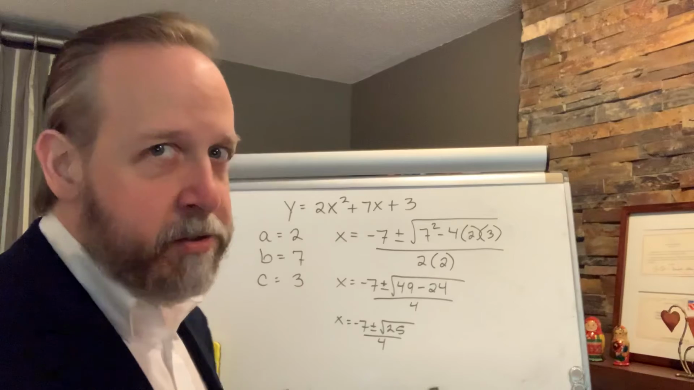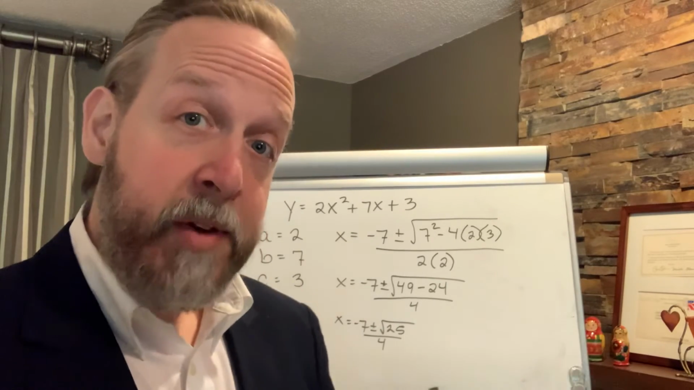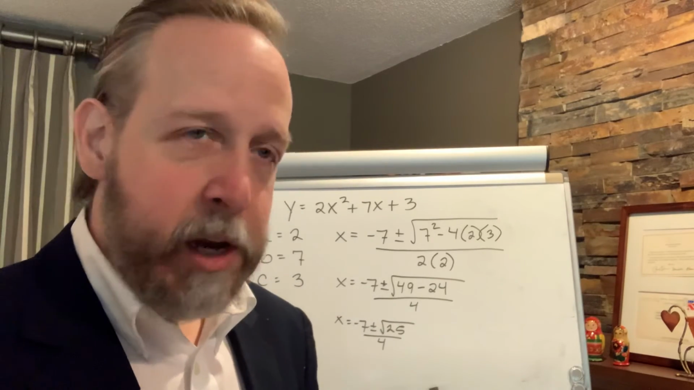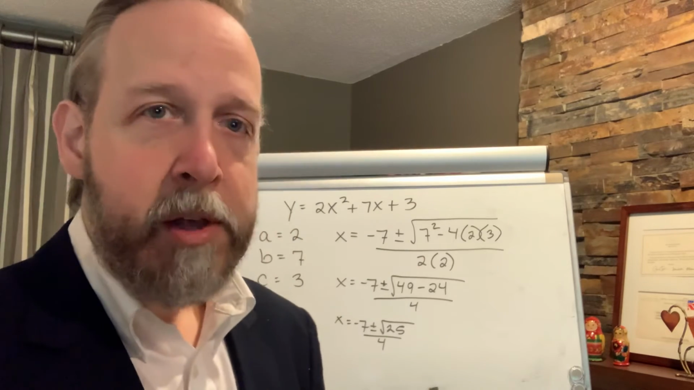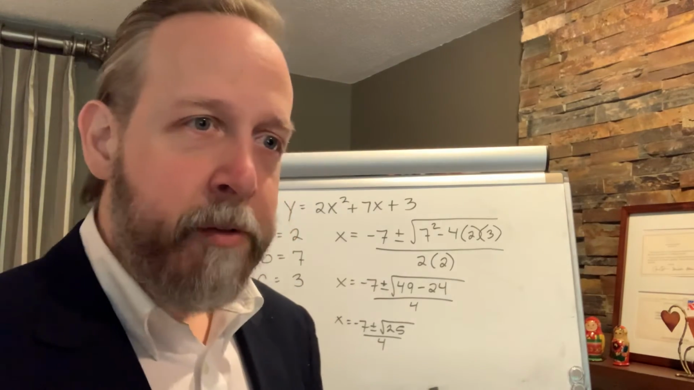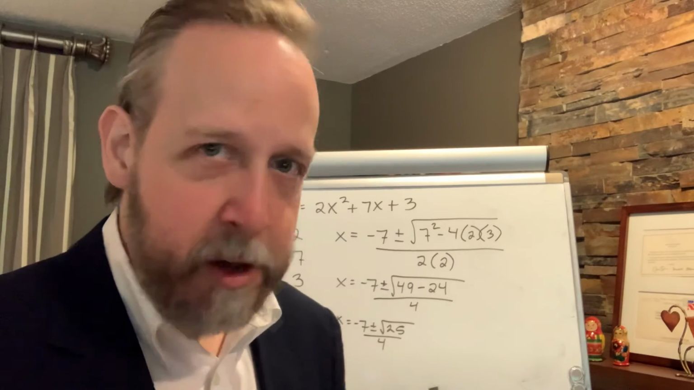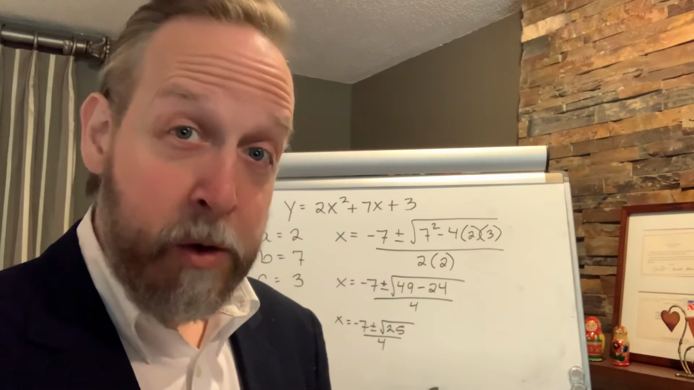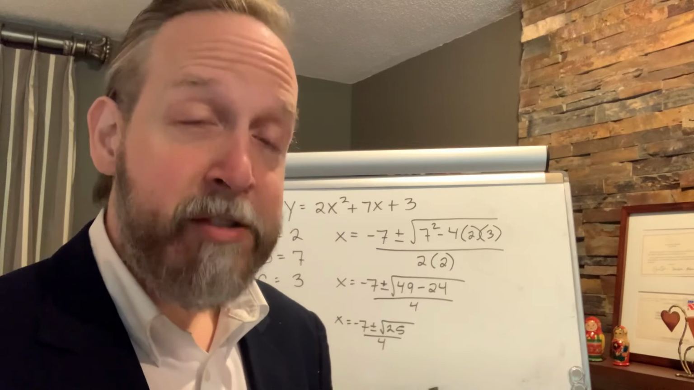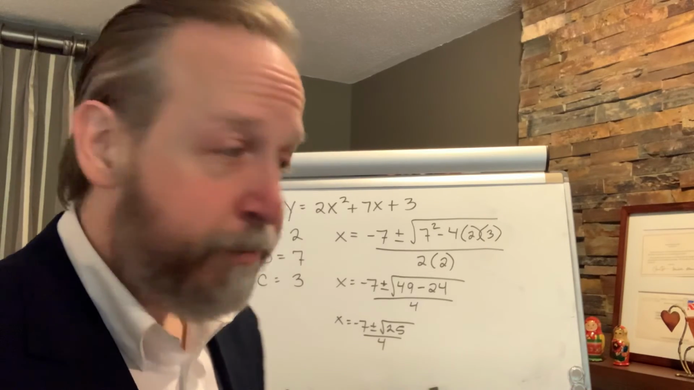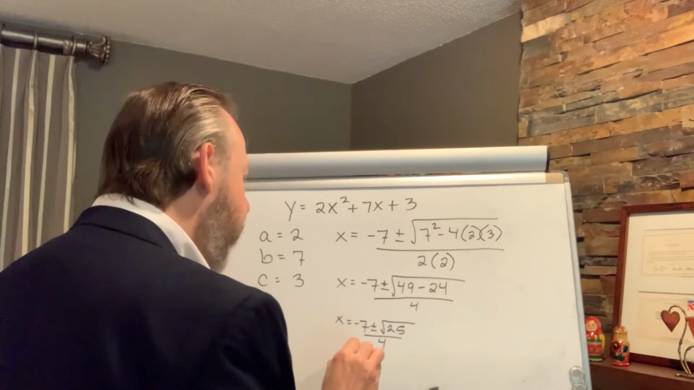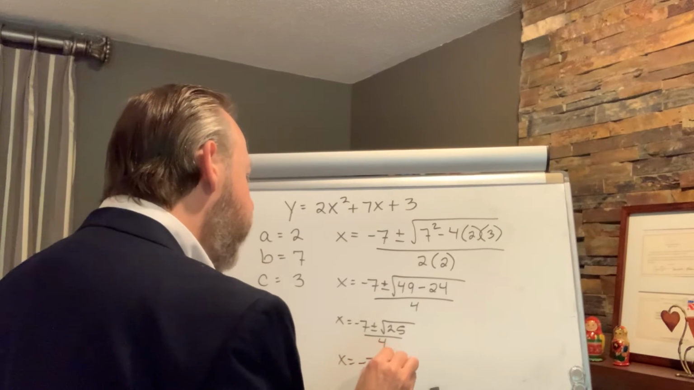Now, I chose an example that does have an easy-to-find square root. There can and will be problems that will have decimals here. You'll have to just use your calculator. The square root of 40 is not going to be a perfect square, so it's not going to be a whole number. You'll just round to, let's say, 2 decimal places. This one's a perfect square. The square root of 25 is 5. So this is x equals negative 7 plus or minus 5 divided by 4.